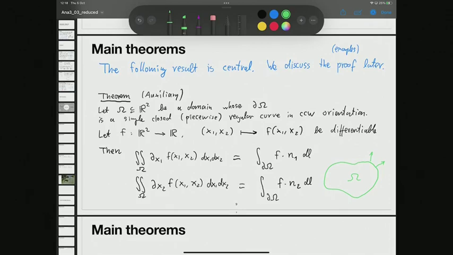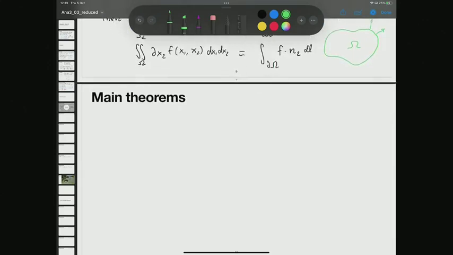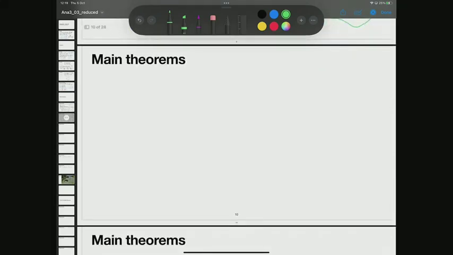And completely analogously, we have the same identity if instead we take the derivative in x2 and the second component of the outer unit normal. Okay, we will take a look at examples for that, why that is true, later. But now let's proceed to the main results, which are the results of Gauss and Green.